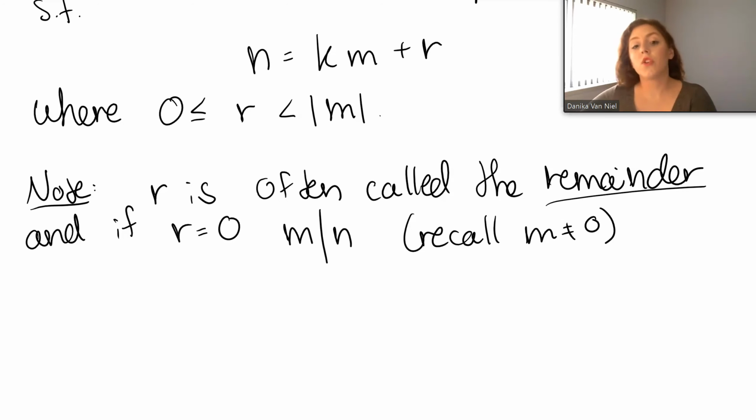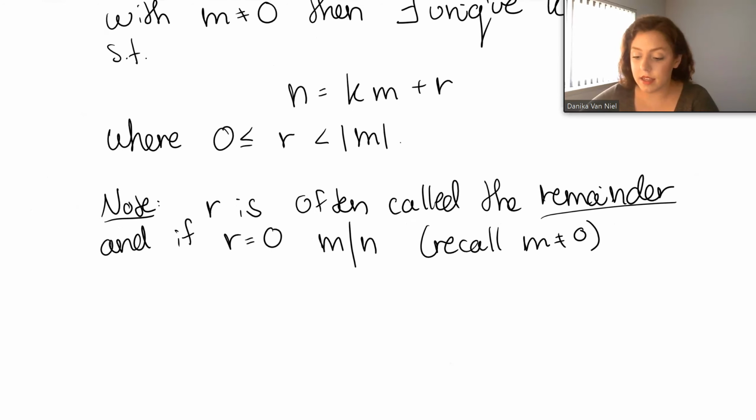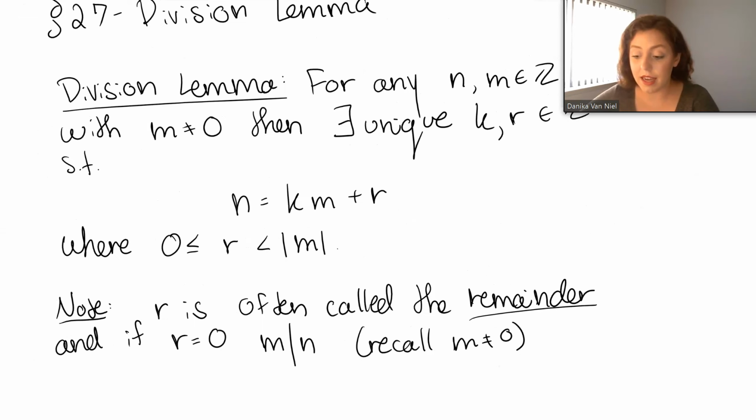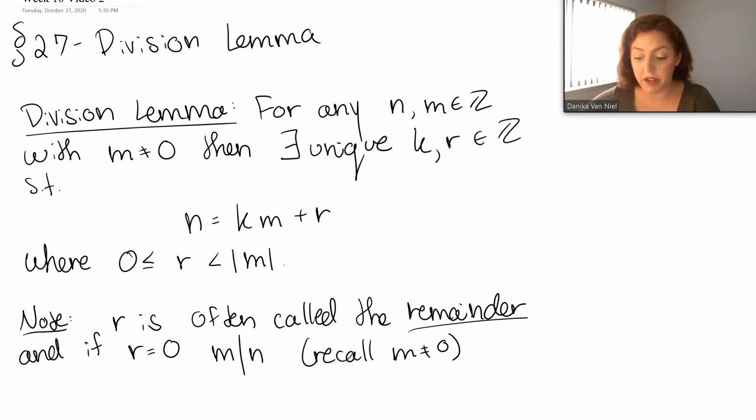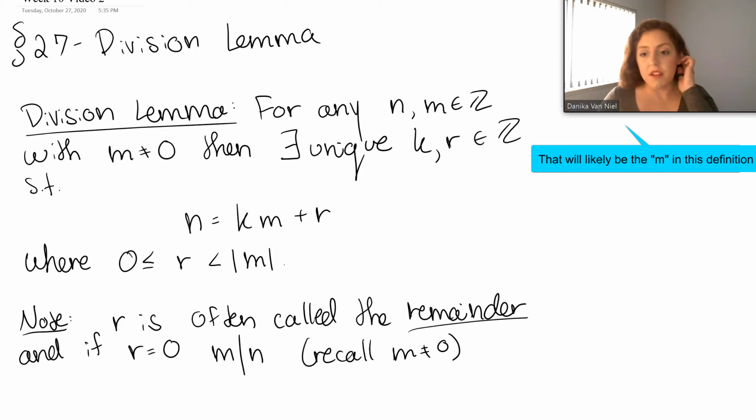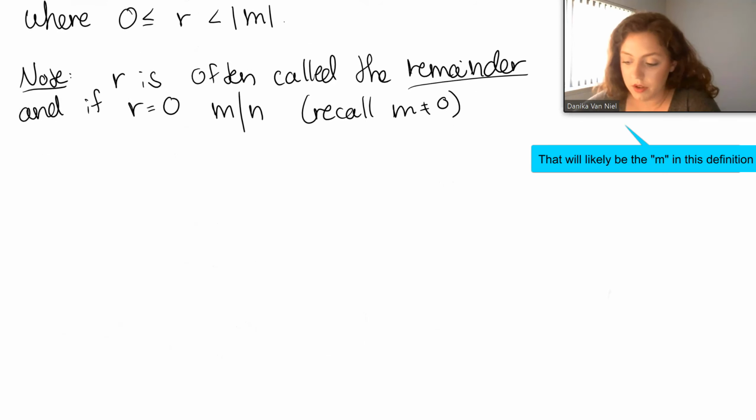This statement here, this division lemma, is extremely, extremely useful. You can use it on any two integers where at least one of them is not 0. When you have a problem where you want to use it, you want to pay attention to what number you care about. Then that will likely be m. So let's do an example.